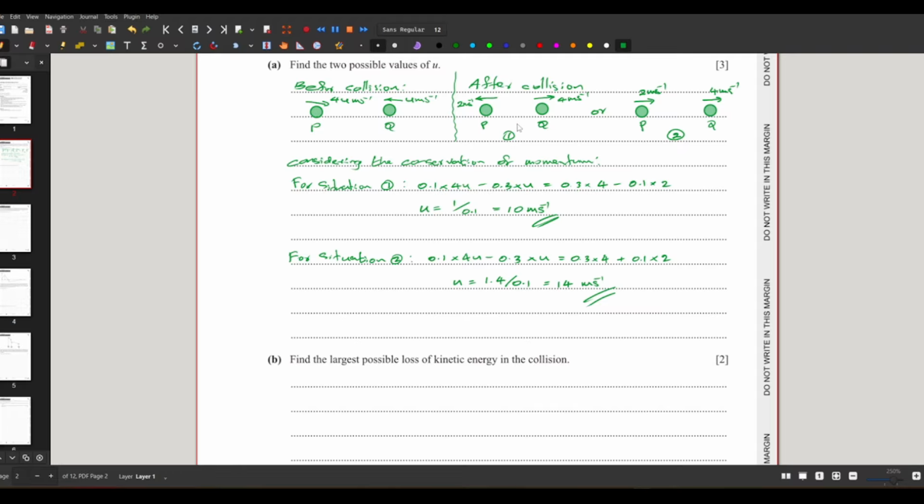After collision, the velocities do not change, 2 and 4. It's fixed. But before collision, you have two cases. One is u equal 10 and the other one is u equal 14. So if you use u equal 14, you will have the highest kinetic energy values, right? So in that case, we have to use 14 for u. Okay, so let's take higher.